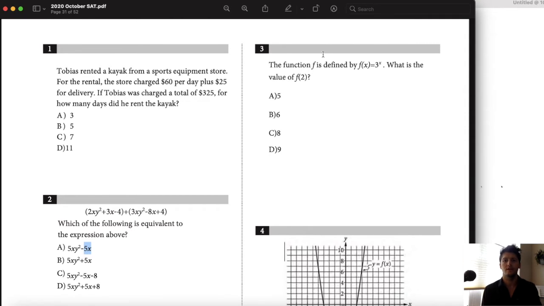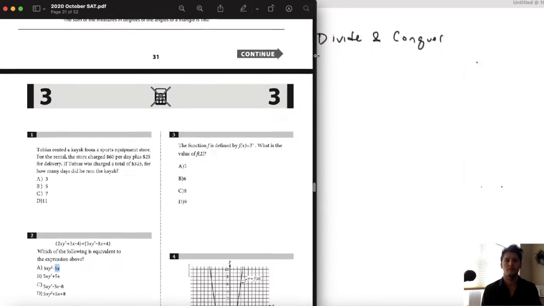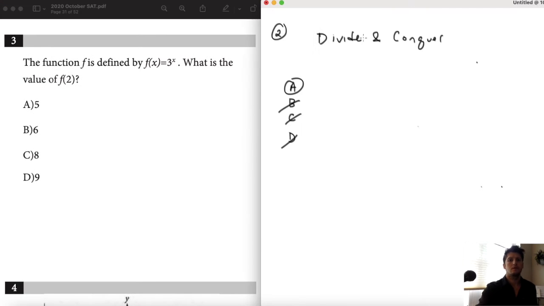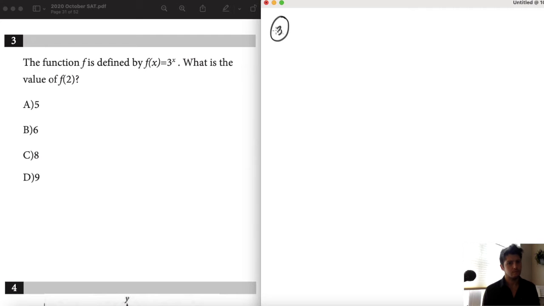Okay, so let's deal with number 3. I'm just going to get this stuff situated a little bit better for my setup. Here we go. Number 3, what is the value of f of 2? All that this means is if you have f of x equals 3 to the power of x, and you put a 2 in there, what do you get?